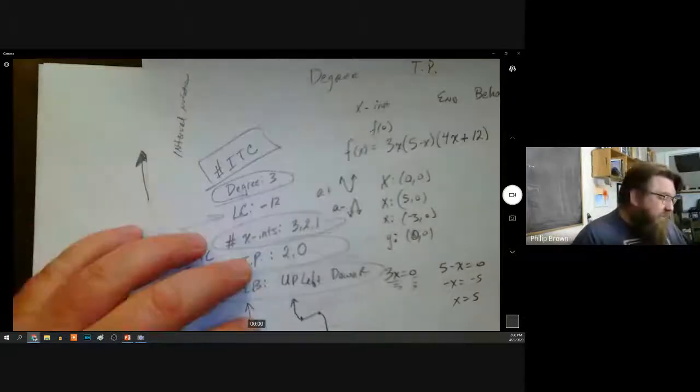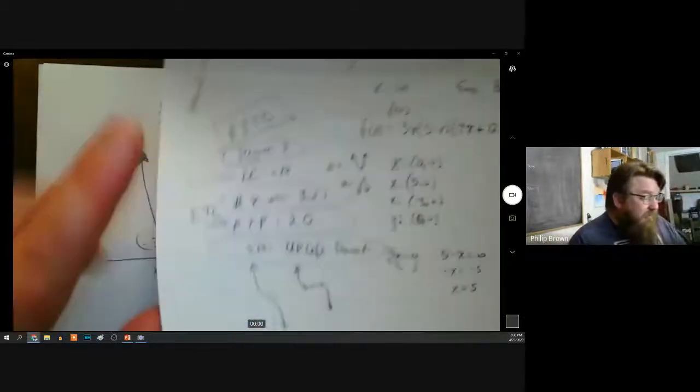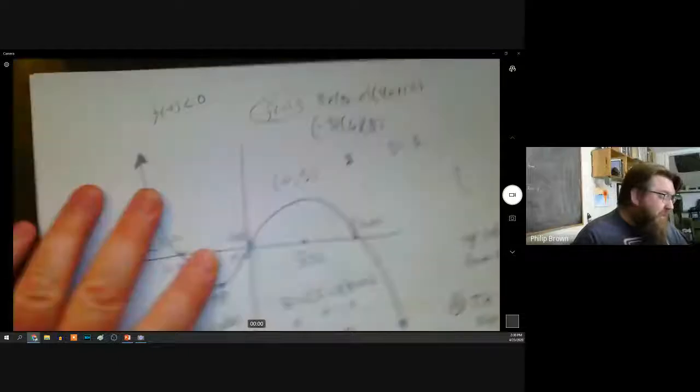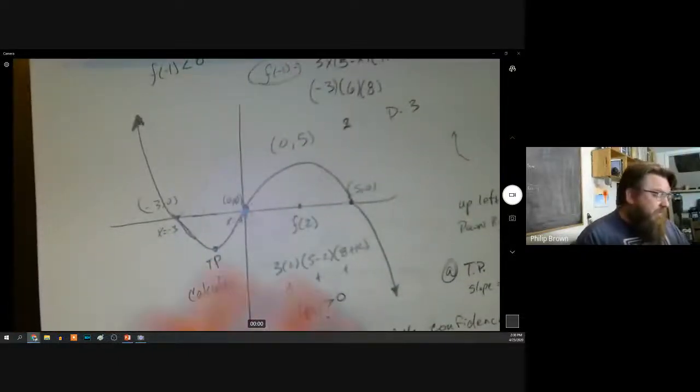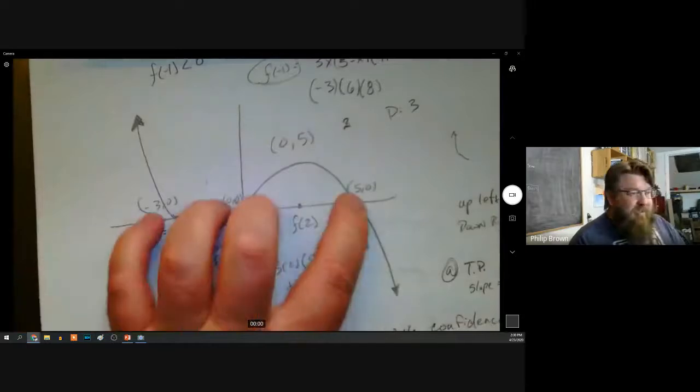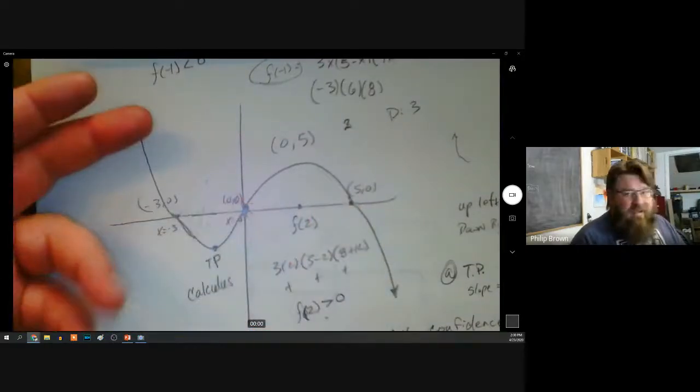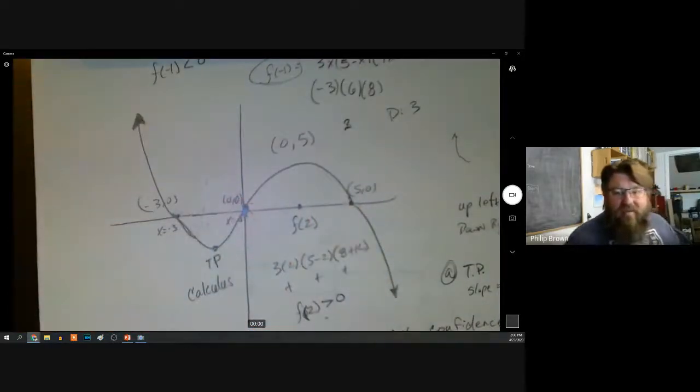There's a lot of new information, but there's only one new procedure, and that's just checking the sign of the output in between X-intercepts. That way you can tell if it's going up or down in between. So yeah, you guys are doing good.